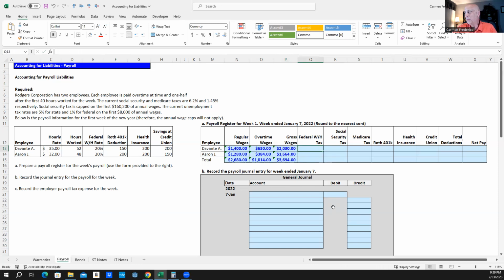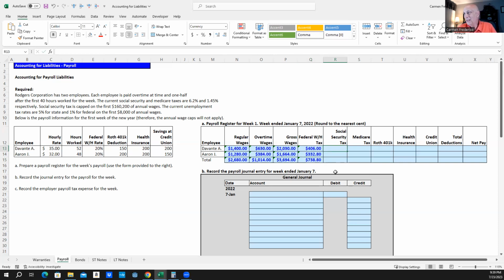So then we have federal withholding taxes, which is 20% of the gross pay. So Devante, $2,030 gross pay times 20% is $406. And then Aaron, he's got $1,664 times 20%, or $332.80. Total it up, and it's $738.80 of federal withholding.